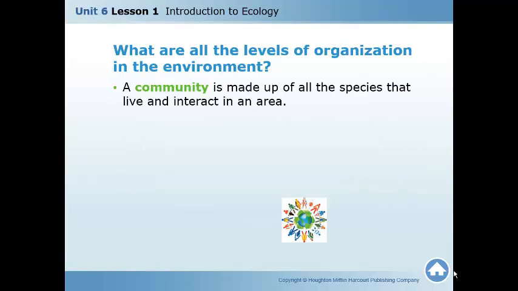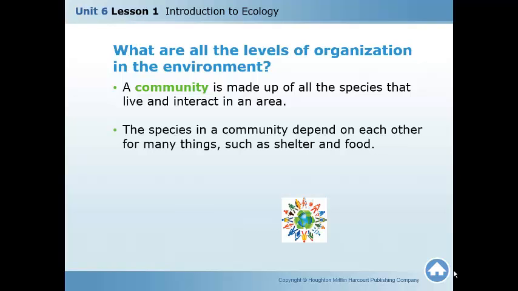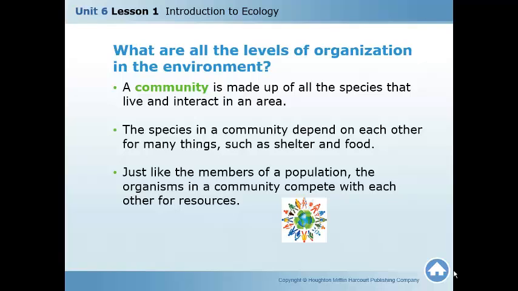The next level of organization is called a community, and it's made up of all the species that live and interact in that area. A community is made up of not just the population of squirrels, but the population of squirrels and the population of birds and the population of worms, and so on. They're all living in one block in Columbia City, Indiana, for example. That's a community. The species in a community depend on each other for many things, shelter and food. Just like the members of a population, the organisms in a community also compete for resources with one another.